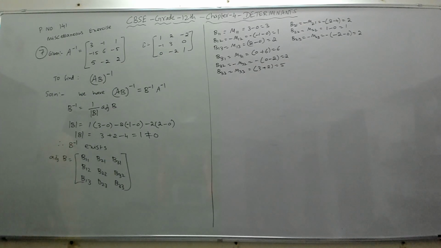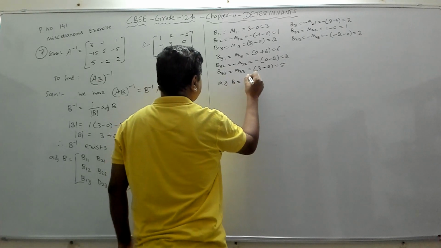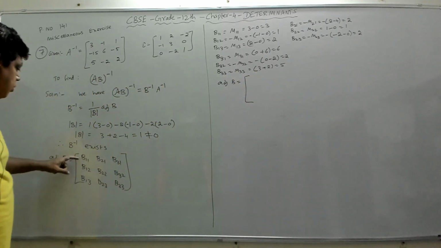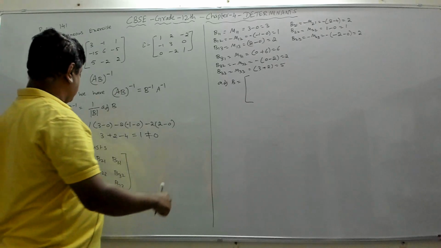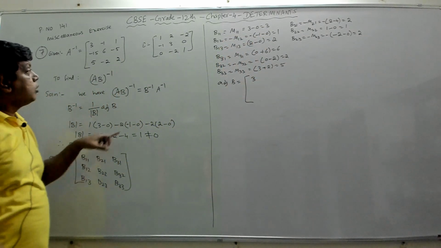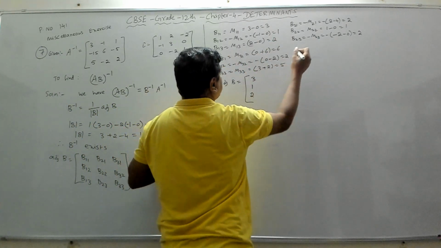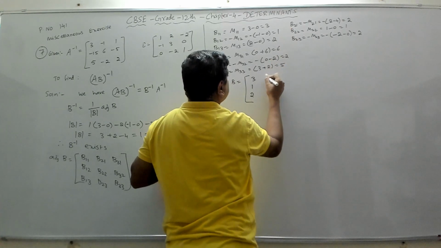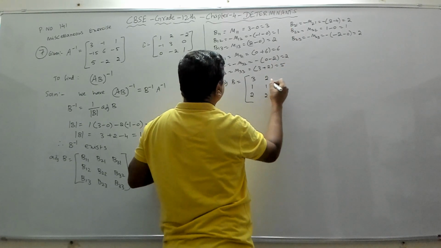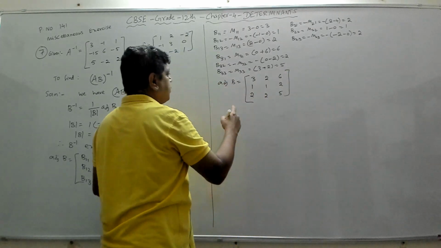Now let's put all of them. So what is our adjoint B matrix? Adjoint B is equal to, we have to substitute all these B11, B12, B13 here. So B11 is 3. Then B12 is 1. B13 is 2. Then B21 is 2, 1, 2. This becomes 6, 2 and 5. This is our adjoint B.